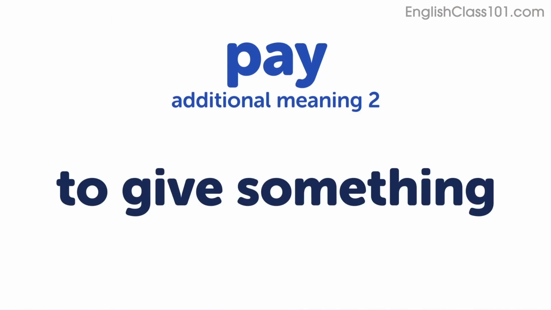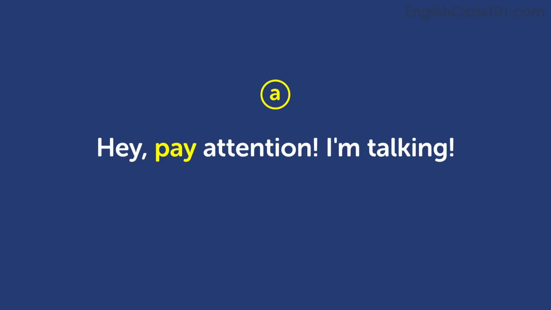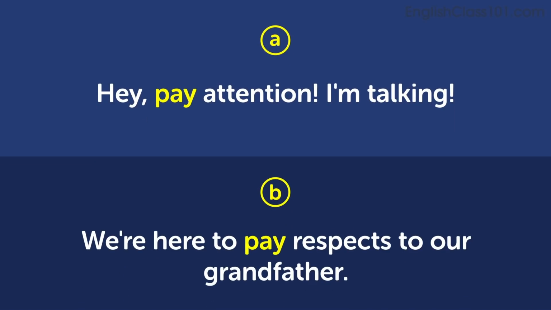Okay, meaning number two for this verb. Meaning two is quite a broad, open meaning. So we can use pay to mean to give something, but there are a few set expressions that we use when we want to mean giving something with the verb pay. So I'll introduce a couple of really common examples here. First, hey, pay attention, I'm talking. We are here to pay respects to our grandfather.